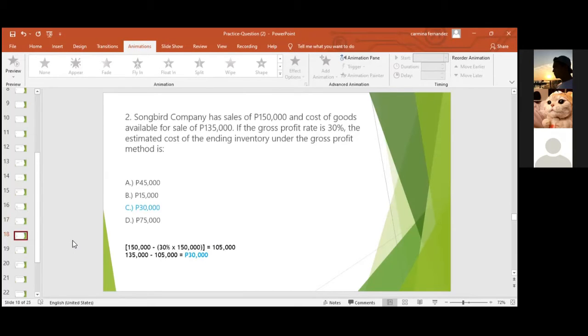Yung 150,000, ililess natin yung 30%. Kaya makukuha natin yung 105,000 na cost of goods sold. And yung 135,000, ililess natin yung 105,000, kaya nakuha natin yung 30,000. Bali, ang ginawa, kung may 105,000 ang cost of goods sold mo, tapos may goods available for sale ka na 135,000, ibig sabihin ang tira sa inventory mo is 30,000. Yun.